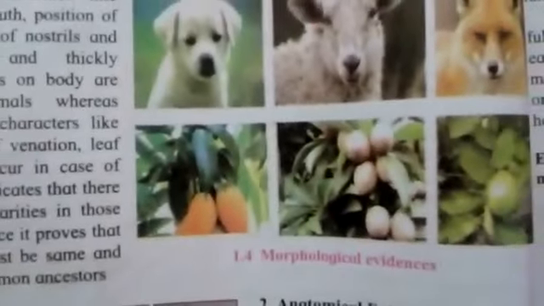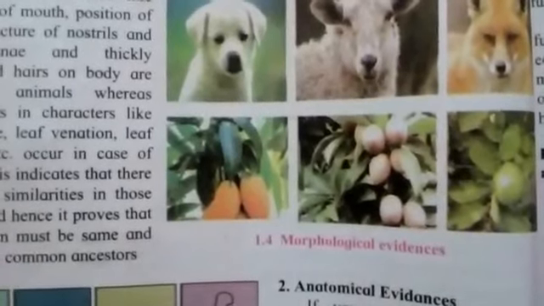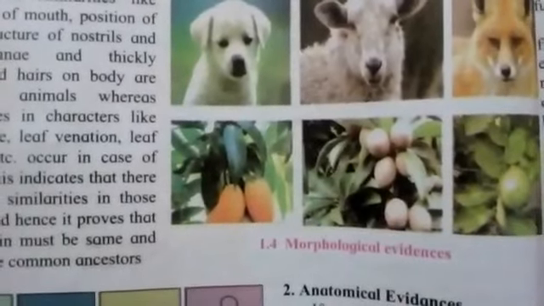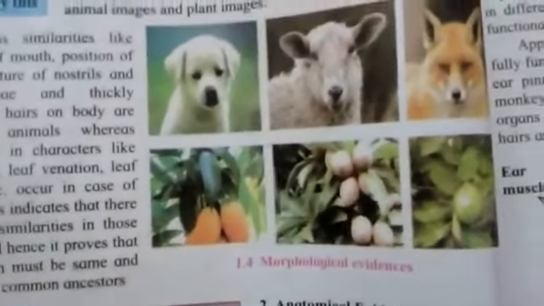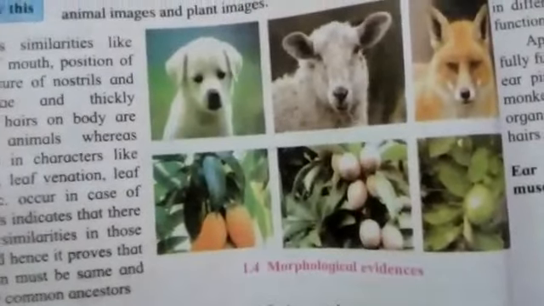The same thing happens with the plants. You can see the leaves of the plants. They have certain similarity in their leaf venation. Leaf venation means the veins of the leaf. There are veins and then there is lamina. Lamina means the flat surface of the leaf. Then there is the leaf petiole, the stalk of the leaf. There is certain similarity which gives us the proof that there can be a common ancestry. That means organisms have evolved from a common ancestor.